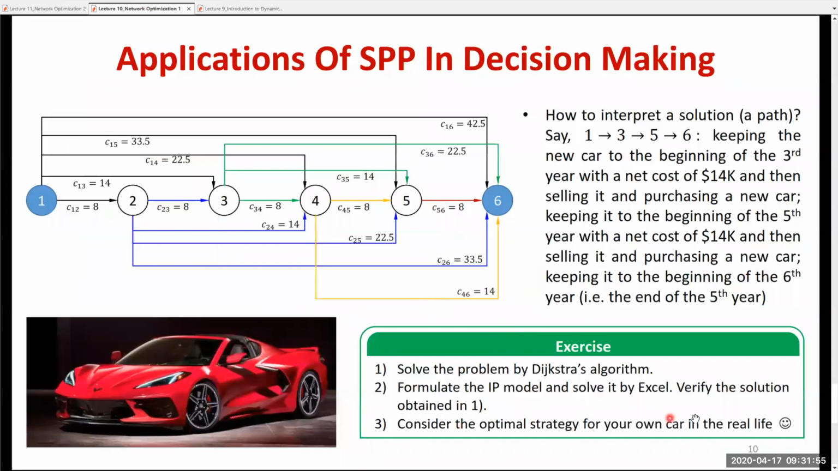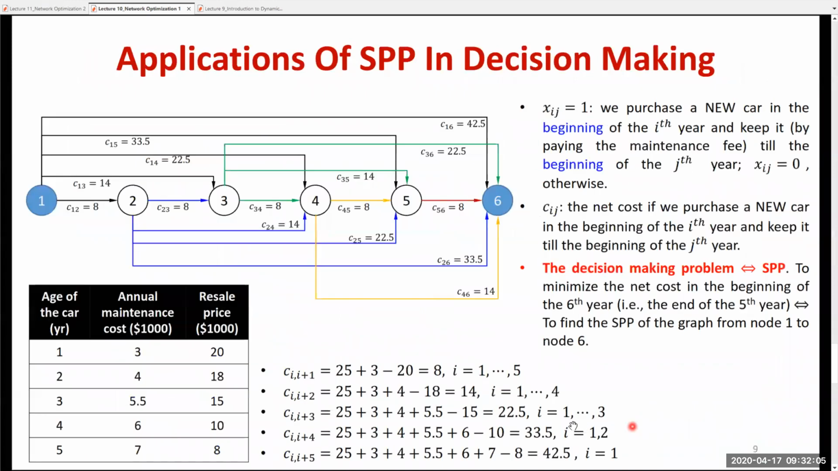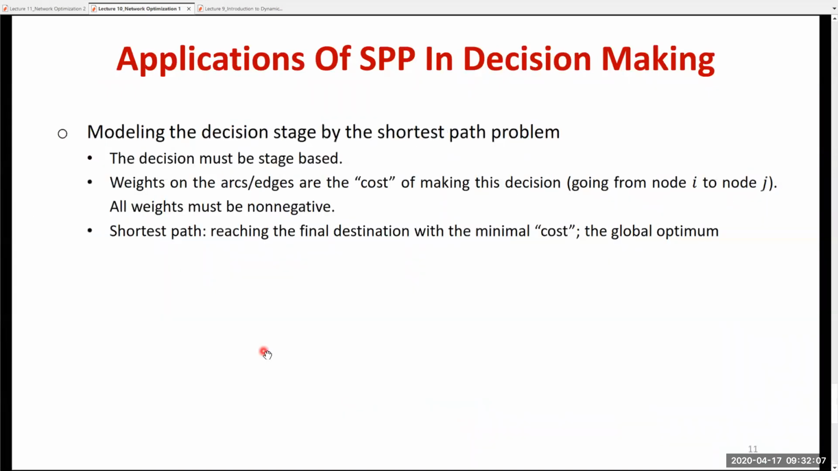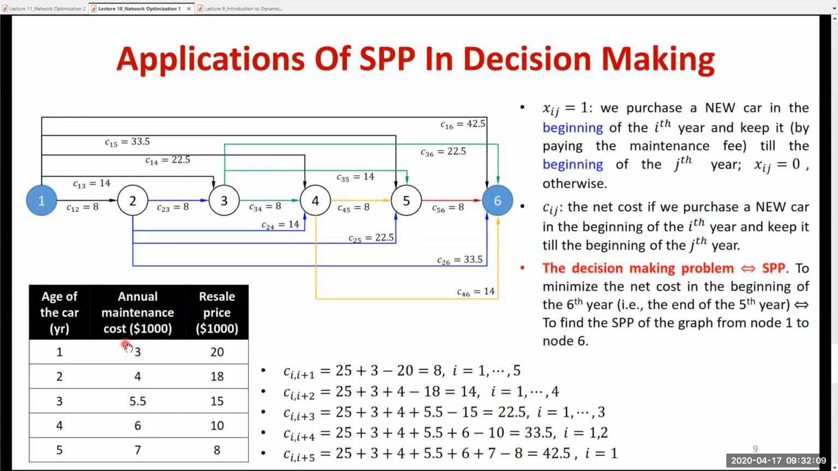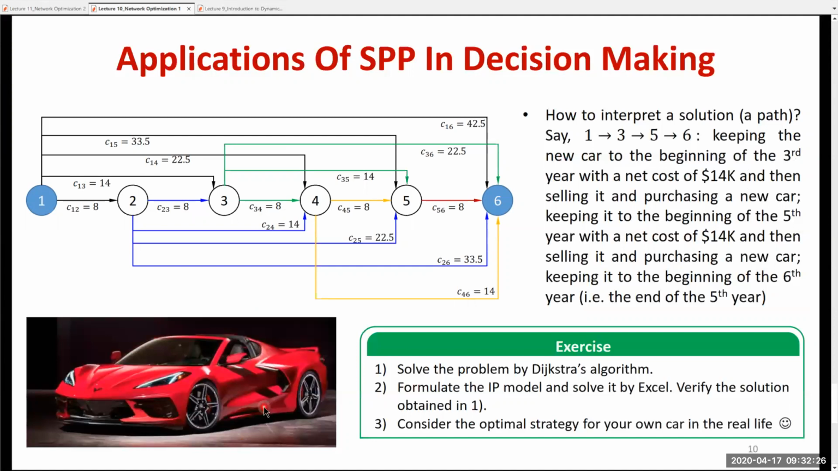And then for fun, you can consider the real strategy for your own car in real life. Or for example, if you don't have a car so far, you can ask your parents for the data. Let's say on average, how much it will cost annually with respect to the age of the vehicle. And for the resale price, you can get KBB, Kelly Blue Book. And then you can really have a new model.